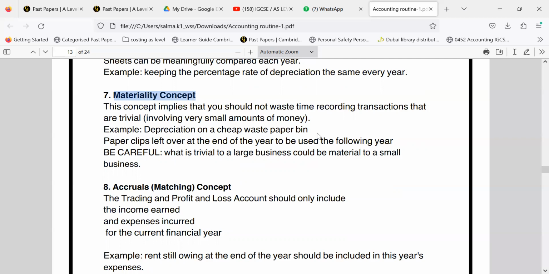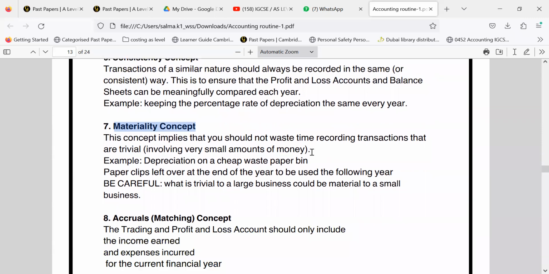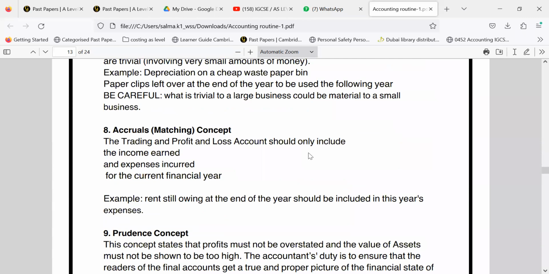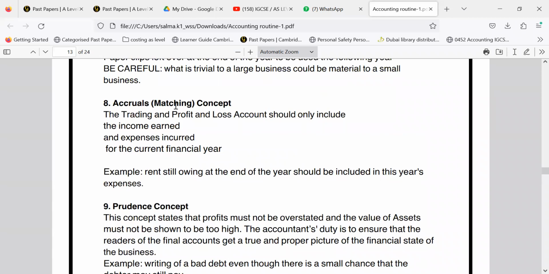Yeah, that's true. But you should be very careful in deciding what is material and what is not material. If you have a business of $100, for you $5 will be material. And 5 cents would not be material. Even 5 cents would be, because your business turnover is very low. Yeah. What is the matching concept?